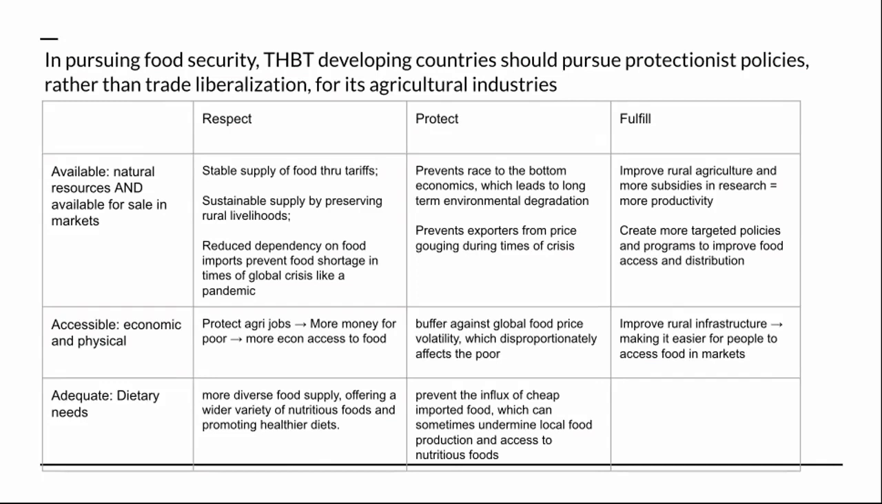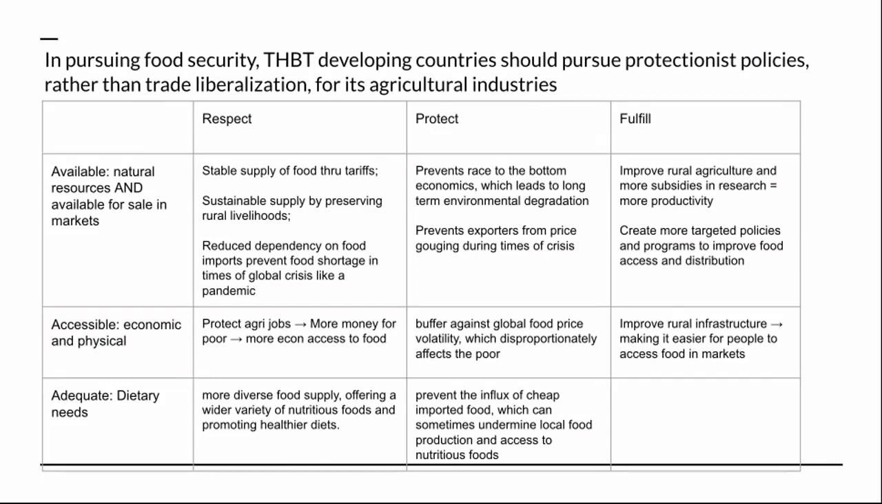And when I case built this, I think that was 2021, immediately I was like, oh, we can talk about respect, protect, and fulfill. If we're talking about respecting the entitlement to availability, we can say that, oh, through tariffs, we can have a stable supply of food. We can have a sustainable supply by preserving rural livelihoods. So we're not as vulnerable to a global financial crisis or a pandemic that disrupts supply chains in international trade. You can also say that we're going to have reduced dependency on food imports.